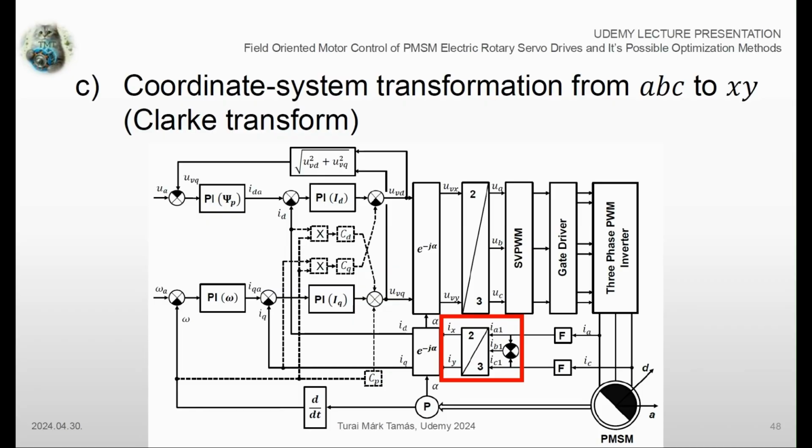Within this slide, we are going to deduct the mathematical matrix and scalar equations of the Clarke transformation needed for the conversion between the three-phase A, B, C and two-phase XY coordinate systems. In this video, we are going to assume that the measured phase currents are three-phase symmetrical sinusoidal signals.